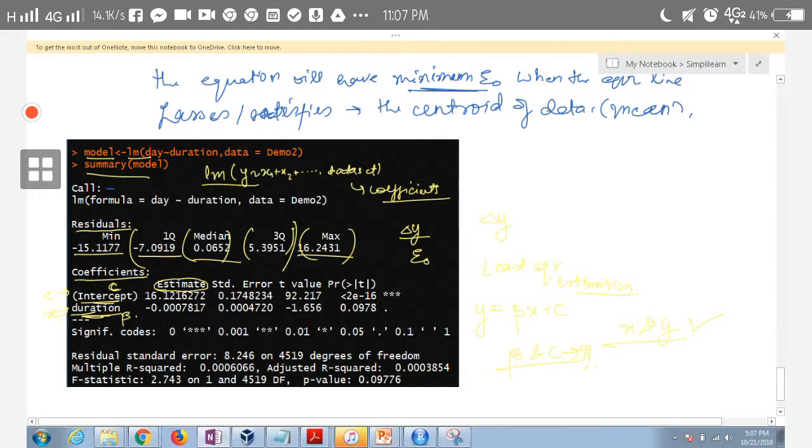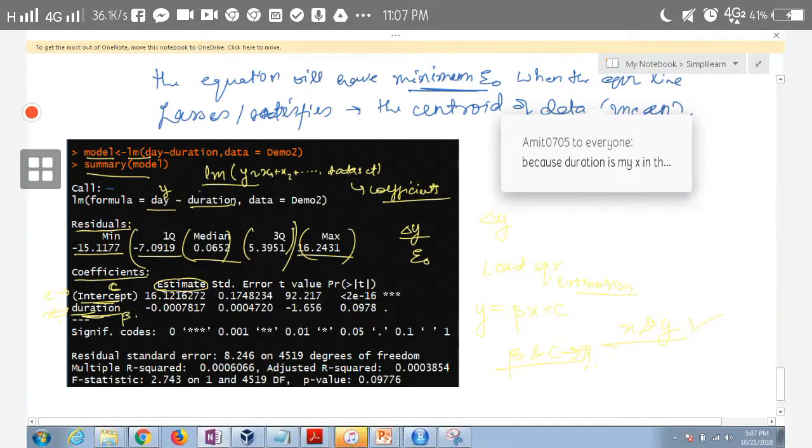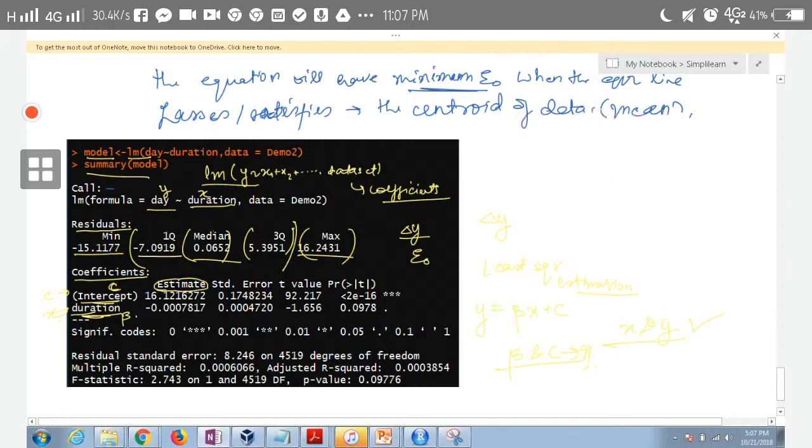Please, all of you hear this very attentively. I'll not be able to repeat it again and again. Anyone who is not attentive will lose it seriously. So this duration is your X, because you have written here that this is my X, this is my Y.